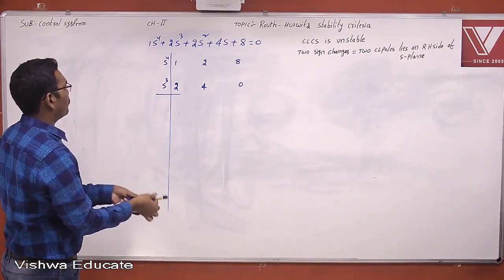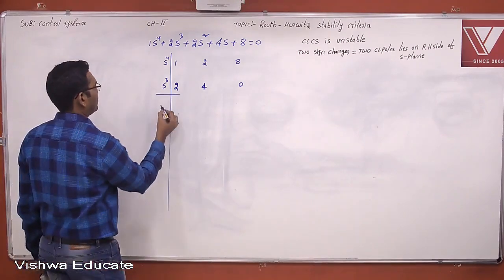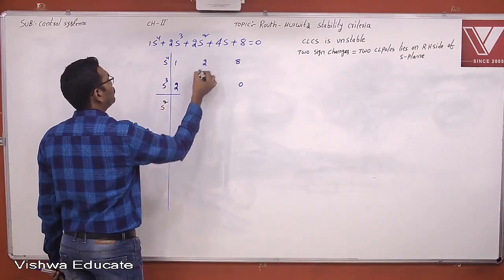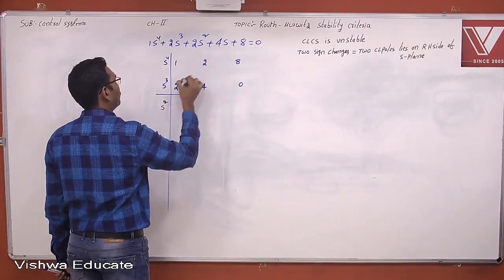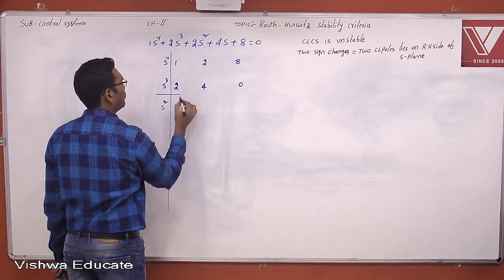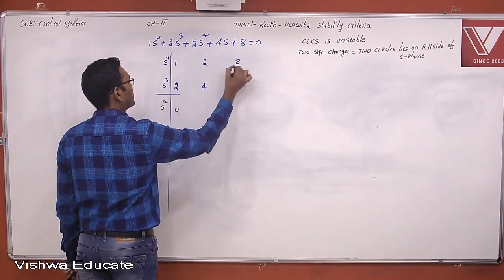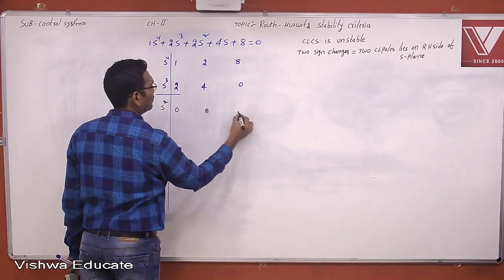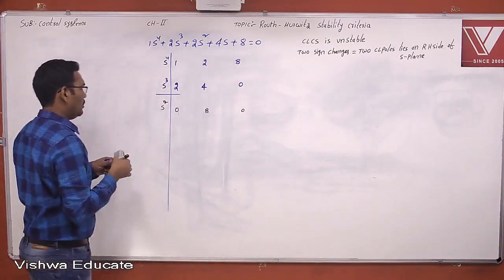Now, using the even power and odd power coefficients, next s square: 2 into 2, 4 minus 4, 0 by 2, 0. 2 into 8, 16, 16 minus 0, 16 by 2, 8, 0. Now see here.